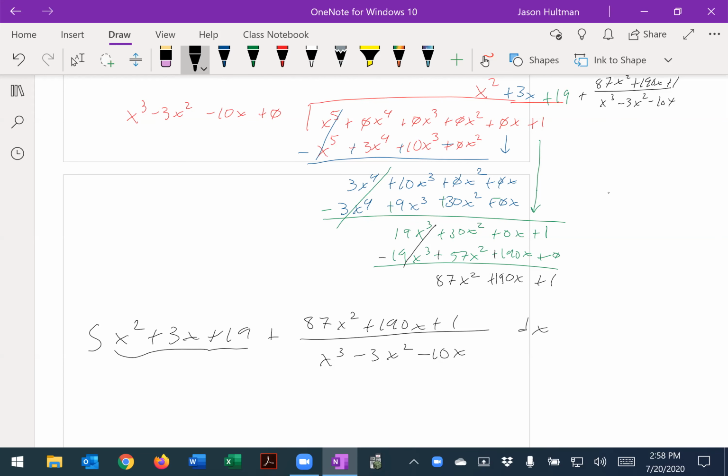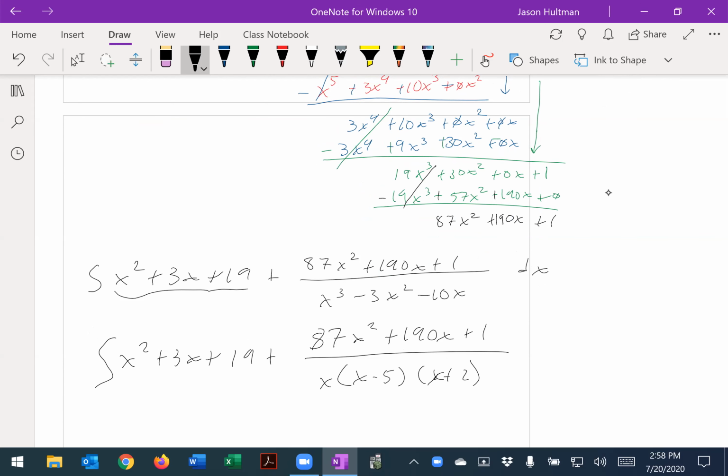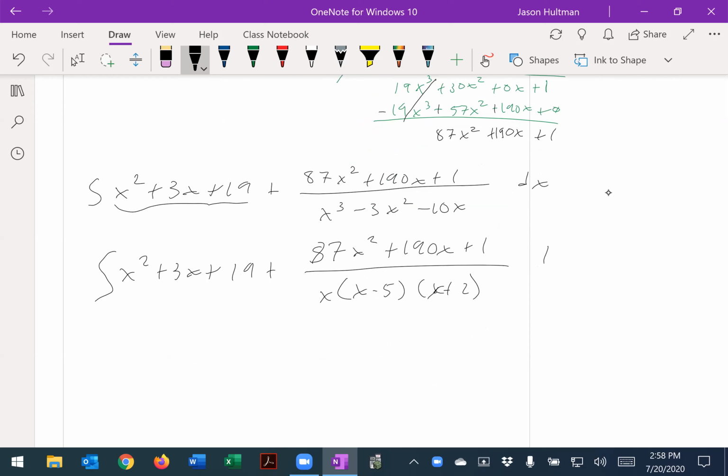Okay, so when I factor the denominator here, I get 87x squared plus 190x plus 1 over x times (x minus 5) times (x plus 2). So this ends up being a partial fraction decomposition. We get x squared plus 3x plus 19 plus this guy, so we want to do our partial fraction decomposition on the latter portion, on this rational function here.